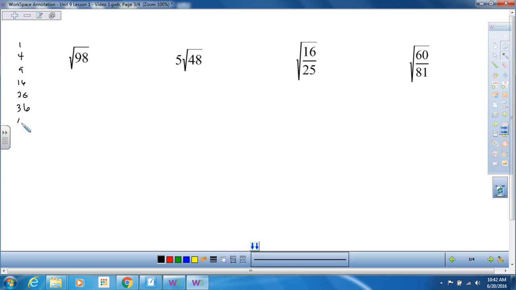So like I said, it's helpful to have this written down to the side. 64, 81, 100. Okay. All right, so I want to find the largest one of these that goes into 98. 98 is not in the list, so I'm not going to get just the whole number like I did with 64.